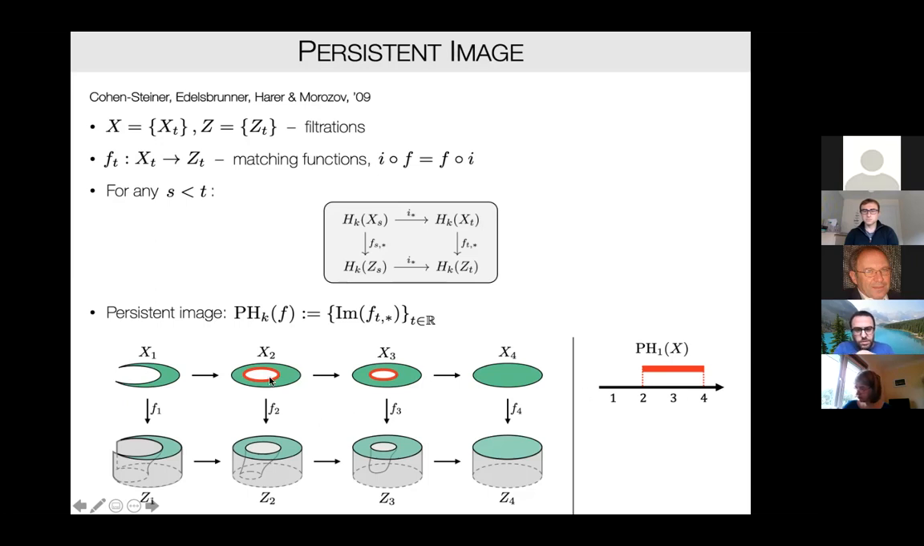But now when you think of this cycle from the perspective of how it looks in Z, over Z it dies earlier because something in Z kills it before. And therefore, when you draw the barcode for this persistent image, it's going to be a shorter bar. So we want cycles in X, but how they look when we project them into Z. And we want to use this idea in our cycle registration framework.